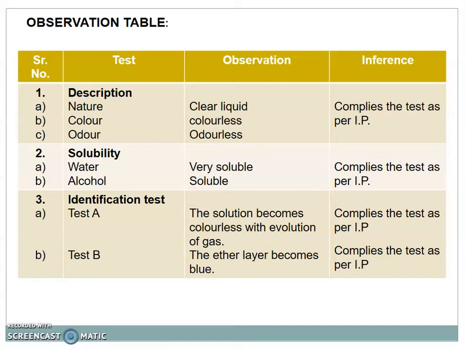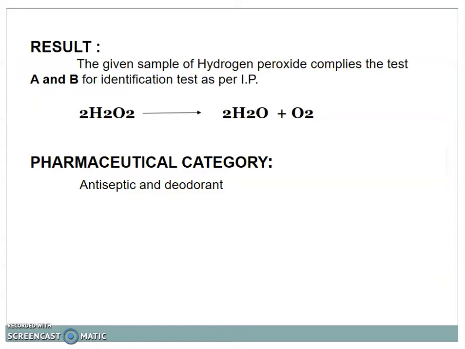Identification test, test A, observation is the solution becomes colorless with evolution of gas. That means it complies the test as per IP. And test B, the ether layer becomes blue. That means it complies the test as per IP. Result: the given sample of hydrogen peroxide complies the test A and B for identification test as per IP.